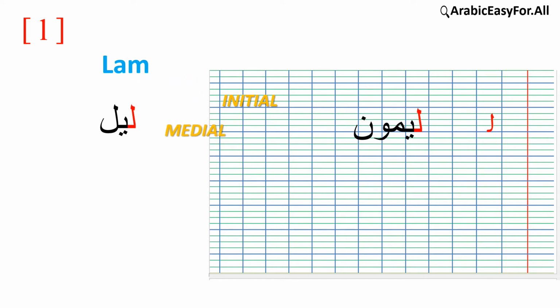In its medial word position, lam is written this way. It is noticed in words like thalab, which means a fox. Also in the word balloon, which means a balloon.